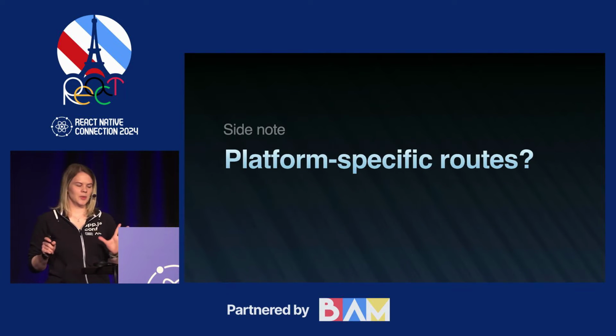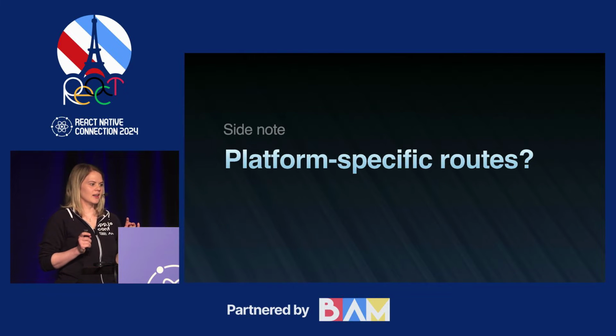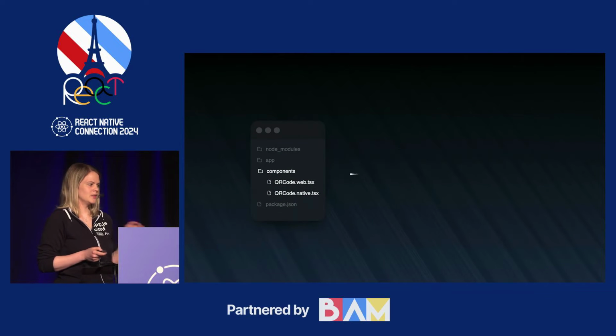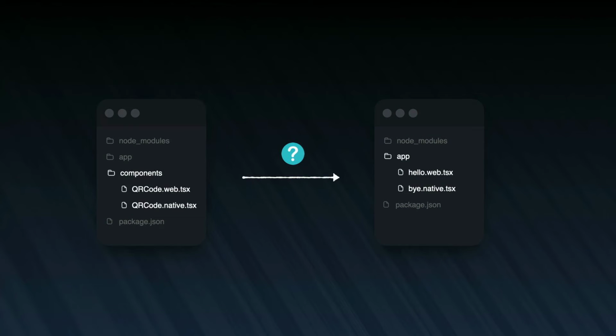Quick side note, because this comes up a lot. What about platform-specific routes? We've seen that you can do platform-specific components. You can have a web component and a native component. So could you have a platform-specific route? In your app folder, could you have a web route and a native route? You can probably tell from the phrasing of this question that you cannot.